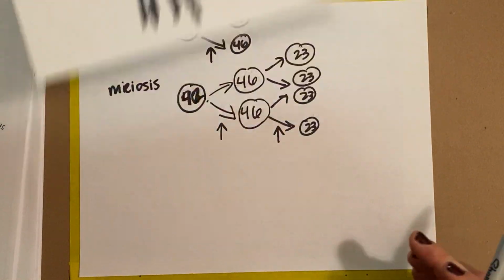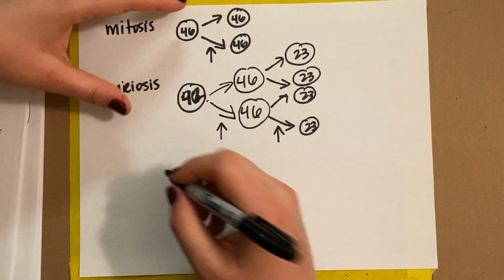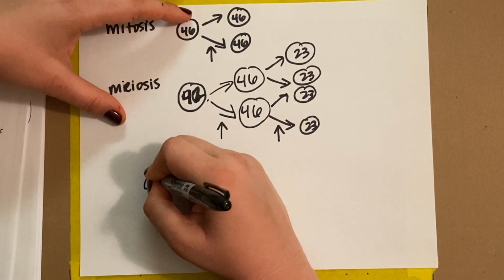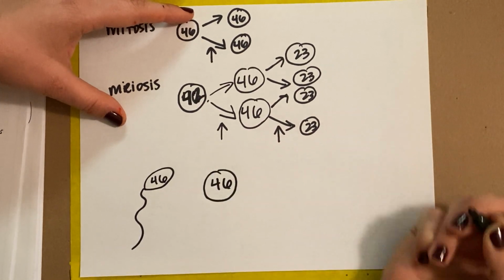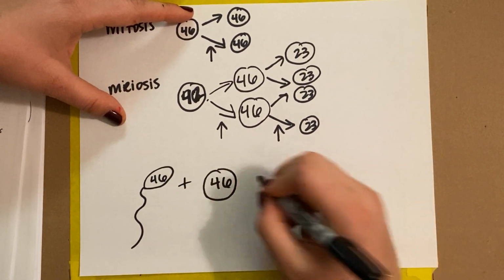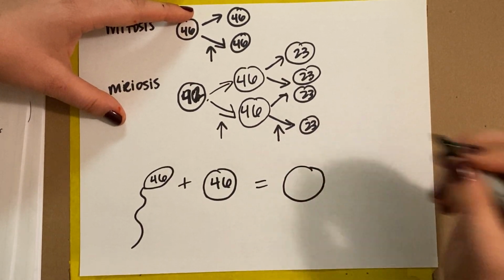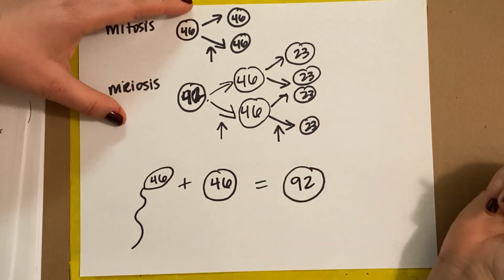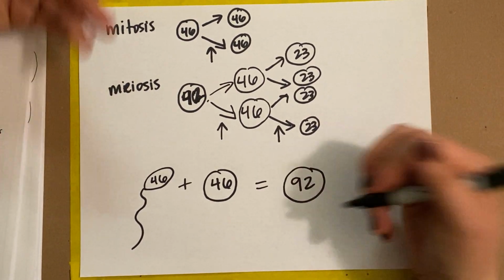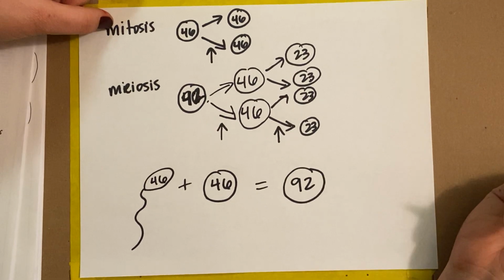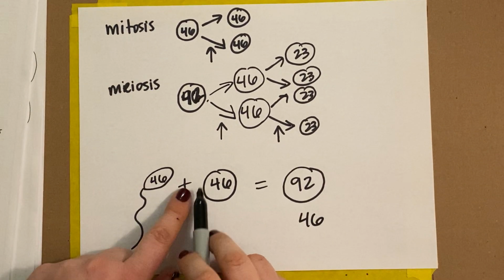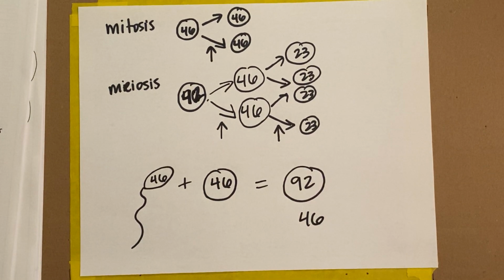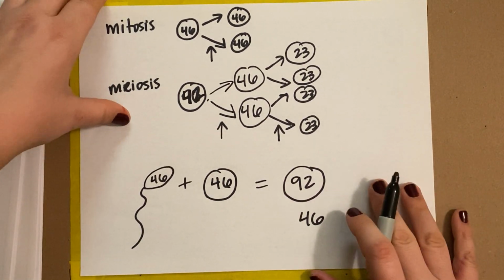Now, the reason we have to do this is because if we have sperm cells with 46 chromosomes and egg cells with 46 chromosomes, and they come together, they're going to produce a zygote with 92 chromosomes, which is way too many. This is not a normal human. Normal humans have 46. Okay, and so we're going to talk about how we actually reduce the number of chromosomes.